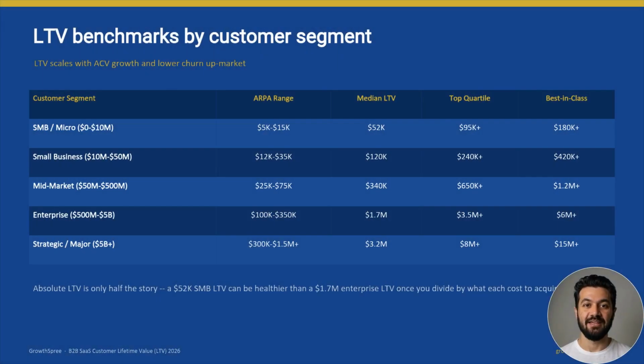LTV scales sharply with segment. SMB median is 52K. Mid-market 340K. Enterprise 1.7 million. Strategic 3.2 million. Higher ACV, lower churn, years of expansion. But absolute LTV is only half the story. A 52K SMB can be healthier than a 1.7 million enterprise once you divide by acquisition cost.